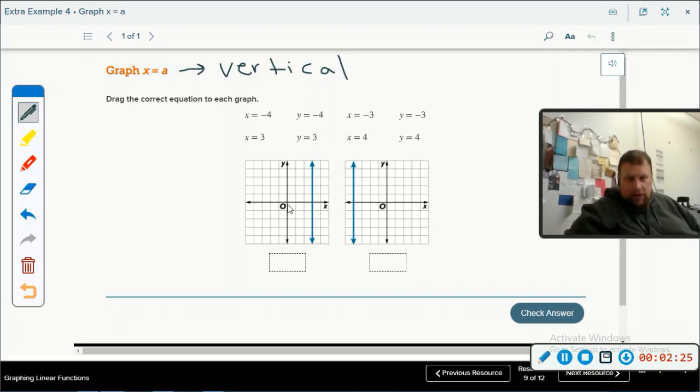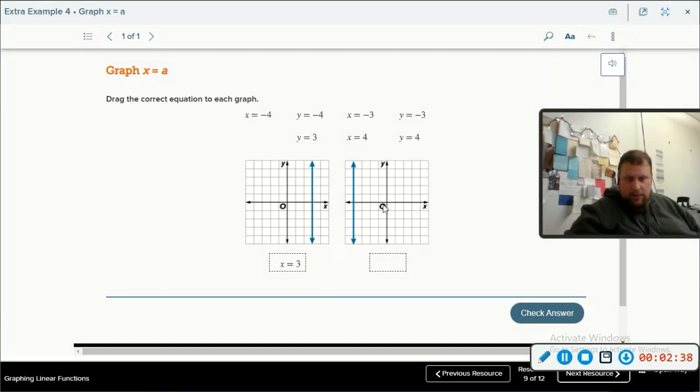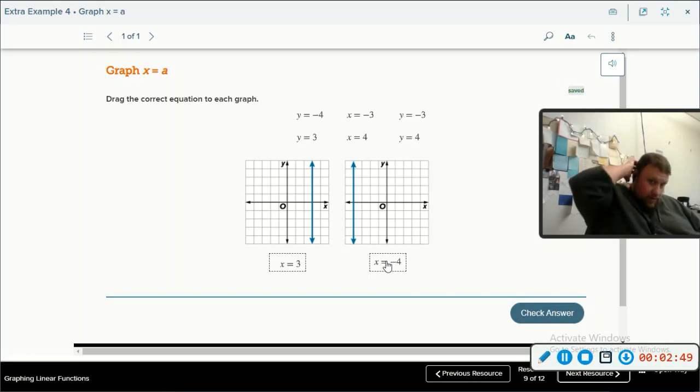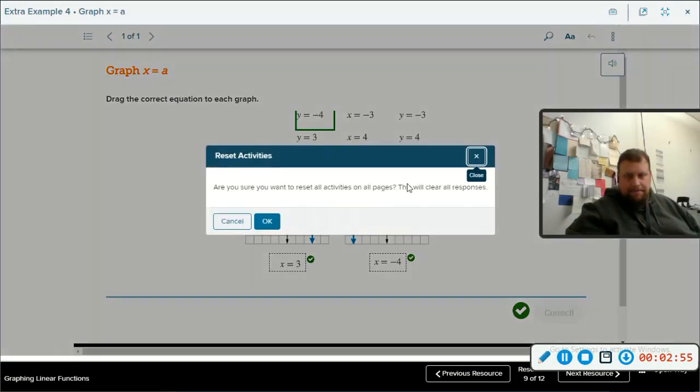But again, what are we looking for? X equals 1, 2, 3. No matter what y is, x is going to equal 3. That's a vertical line. And it's going to be at x equals 3. So let's go ahead, pull that in. X equals 3. What is this one? -1, -2, -3, -4. So that's going to be x equals -4. So again, x equals is always a vertical line. Y equals is always a horizontal line. And we see that that's correct. Again, let's reset that.